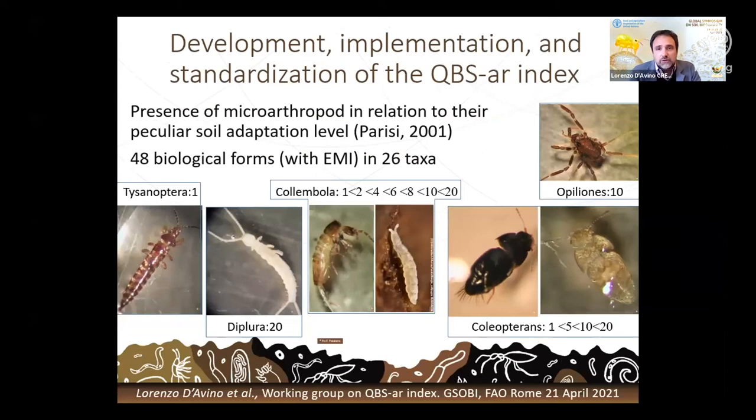I have no time to describe the QBSR index, but just some basic principles underlying it. The core principle is the statement that the higher the soil quality, the higher will be the number of microarthropod groups well adapted to soil life.